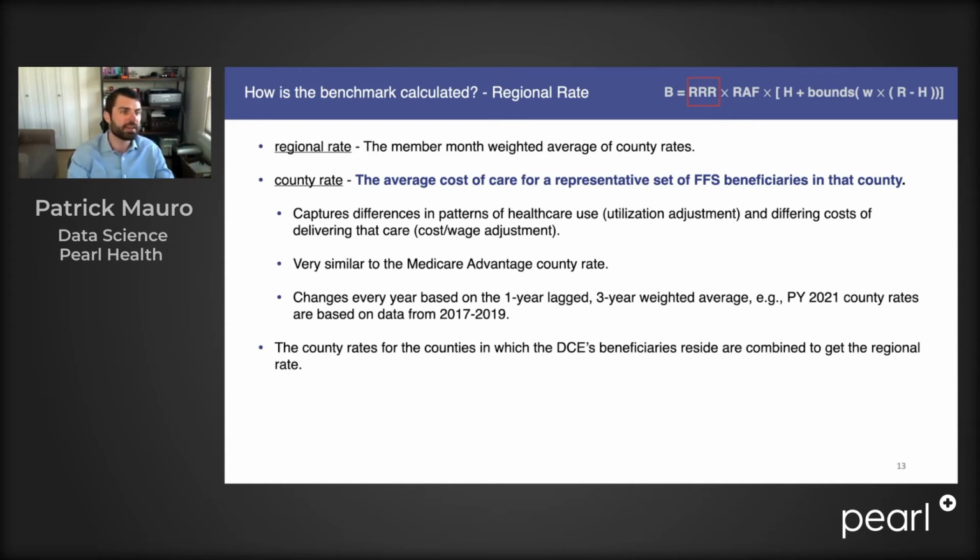And so what a regional rate is, CMS wants to know, well, for the counties in which your beneficiaries reside, what is the average cost of care for those folks? So it takes all the county rates and it weighs them by the member months that your panel has in each county. So this tries to capture differences in healthcare use and perform some cost and wage adjustment on what it takes to actually deliver care for your panel. If you're familiar with the Medicare Advantage county rate, this is very, very similar, and that experience will serve you well.